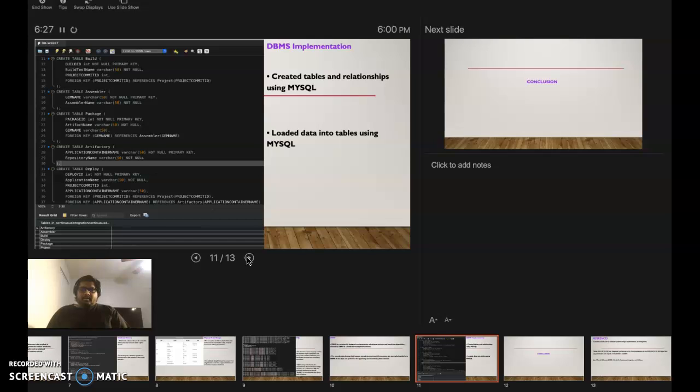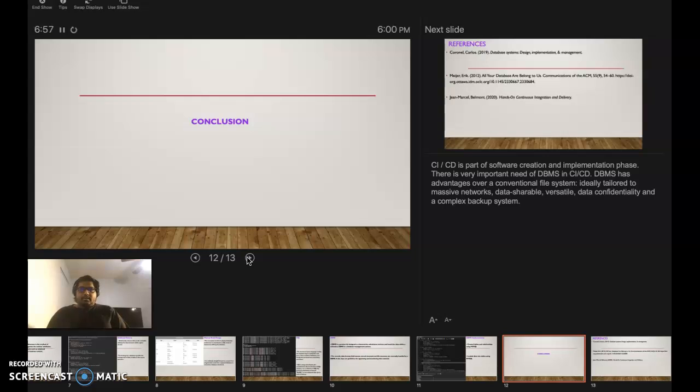Next is DBMS implementation. So I used MySQL as my DBMS, and the editor I used for MySQL is MySQL Workbench. The screenshot shows how I used MySQL create statements to create the table. You can see the table in the lower half of the picture. I also used MySQL insert statements to load the data into the table. So this is my implementation of DBMS.